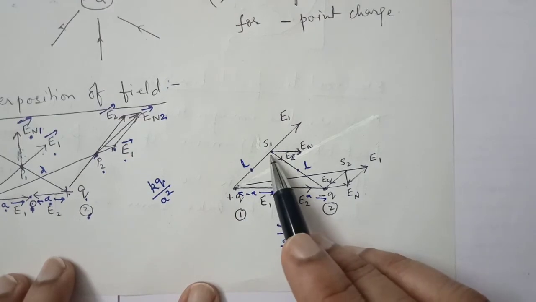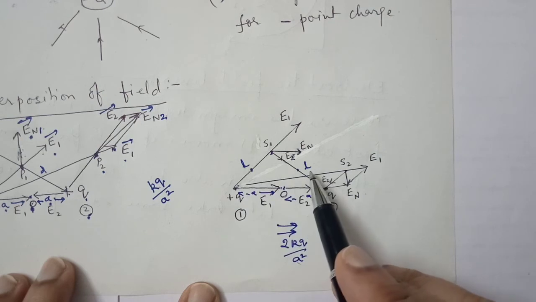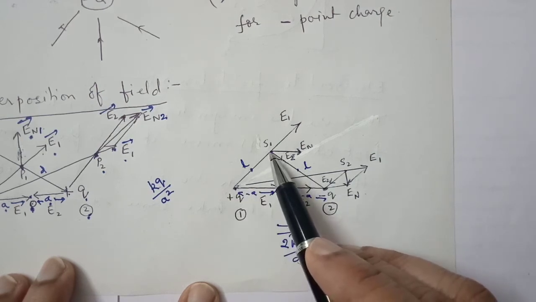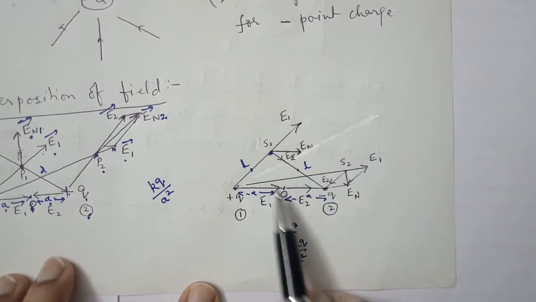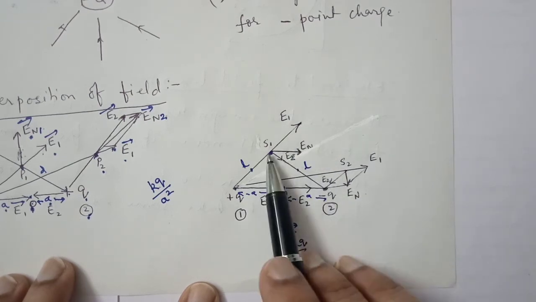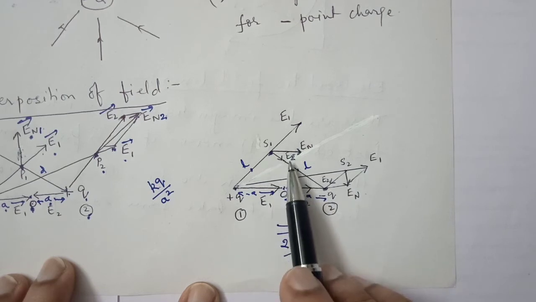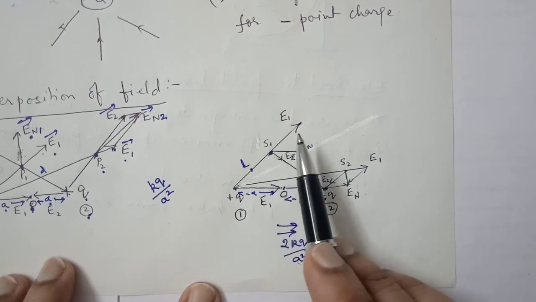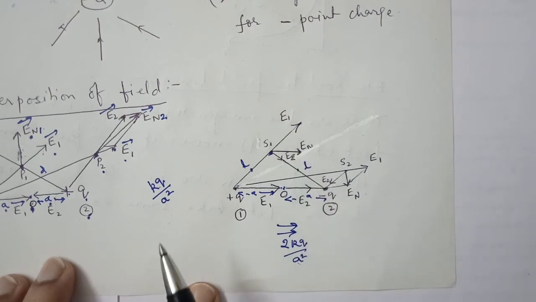But if I see this point S1, and consider the distances to be the same, L, then here the field will be kq by L square with this direction. Due to this negative charge, the field direction will be towards it, with the same value kq by L square but in a direction like this. So if I add these two, the resultant will come out to be some net value like this.